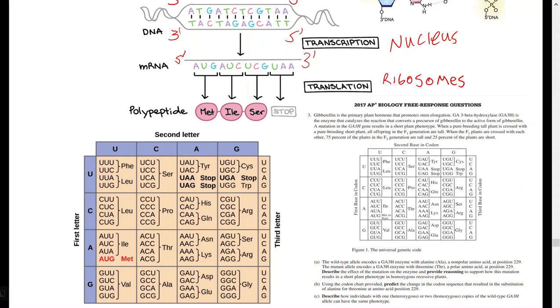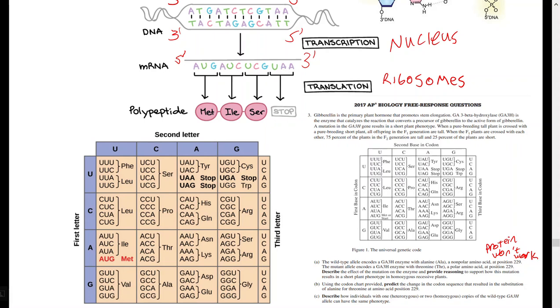And now, let's look at this. To start, this is a protein that promotes stem elongation. And if we switch from a nonpolar amino acid to a polar amino acid, that will affect the entire protein. That may make the protein, just with that one change, not work. And so now we've gotten rid of a protein that promotes stem elongation, so it doesn't work anymore just because of that one amino acid. And so now we have a short plant. Hopefully that would make sense.